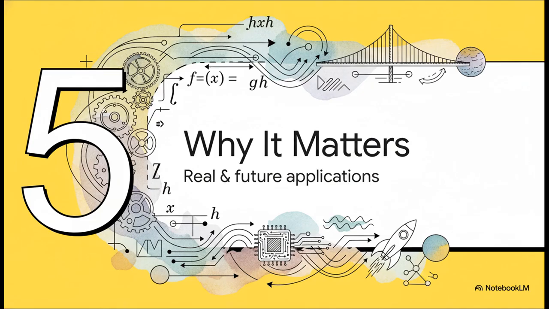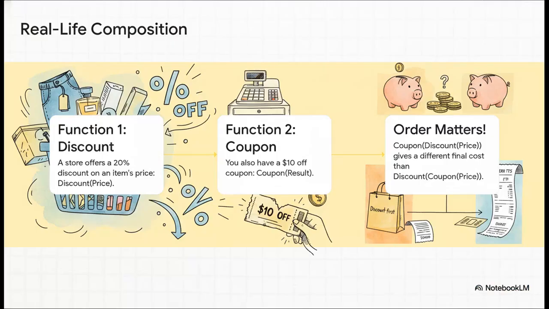So why are we even learning this? Is it just some abstract mental exercise for mathematicians? Absolutely not. Let's connect this to the real world and to where you're headed next in math. Think about shopping. Let's say a store is offering 20% off an item, but you also have a $10 off coupon. The final price you pay is literally a composition of functions. And think about it, does it matter which one you apply first, the percentage off, or the flat $10 off? Oh yeah, it absolutely does. That's composition right there in real life.